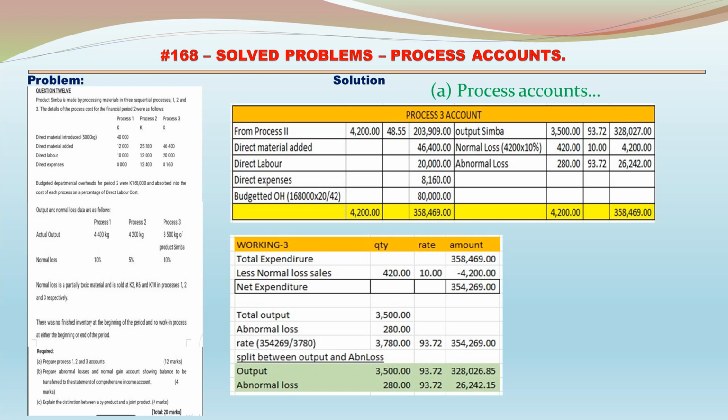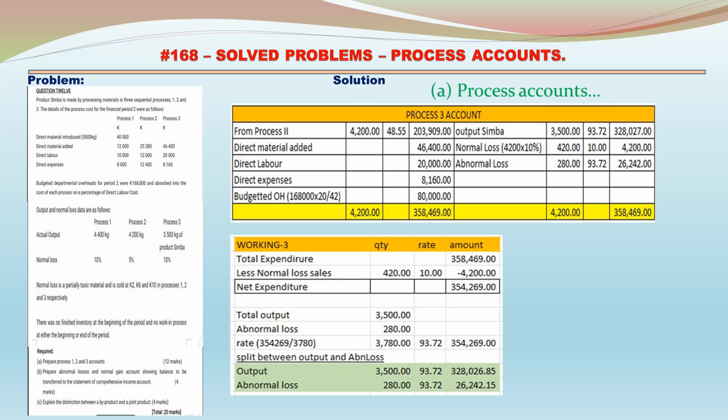Total expenses 358,969. Total input 4,200 units. Output on the credit side, output Simba 3,500 units. Normal loss 4,200 into 10%, 420. Its sale value is 420 into 10, 4,200. So there is an abnormal loss of 280 units.